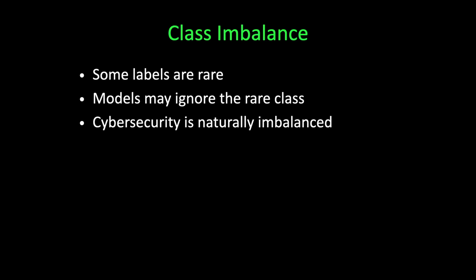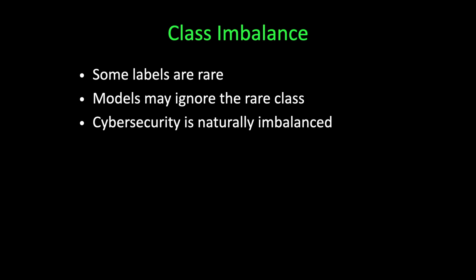Let's look then at class imbalance. Class imbalance is something that we run into, and it's simpler than it sounds. Imagine you have a data set of 1,000 network flows. 990 of them are normal, and only 10 of them are attacks. That's imbalance. The normal class, the things that we would label normal, are much more common than the things that we've labeled attack within that data set.